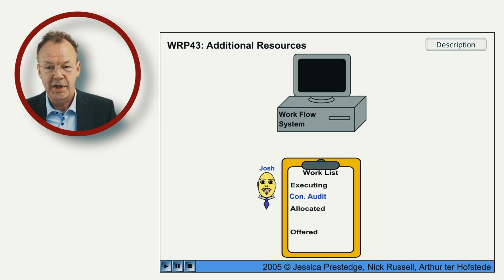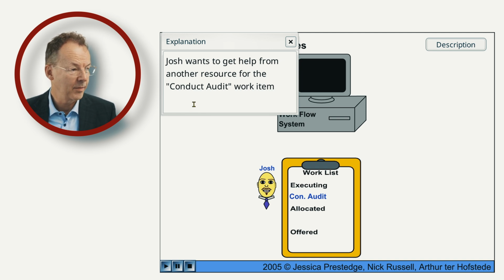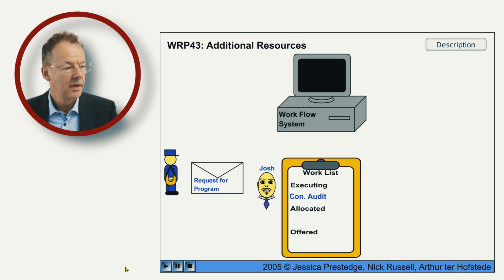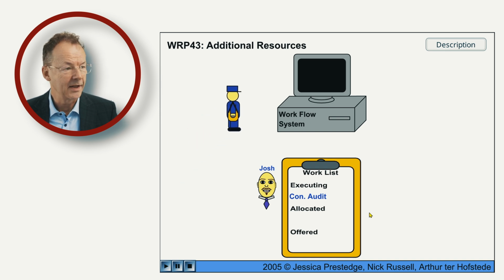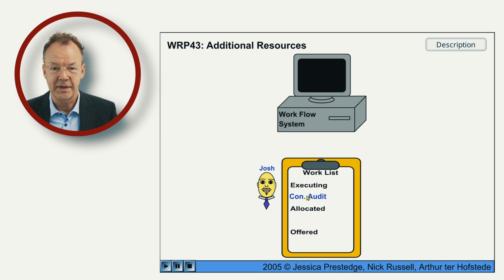So here's the flash animation of additional resources. We start it now and it says Josh wants to get help from another resource for the conduct audit work item. And so this is requesting additional resources and the program says presumably it's okay, so we can complete the activity. In YAWL we can implement this by using non-human resources.